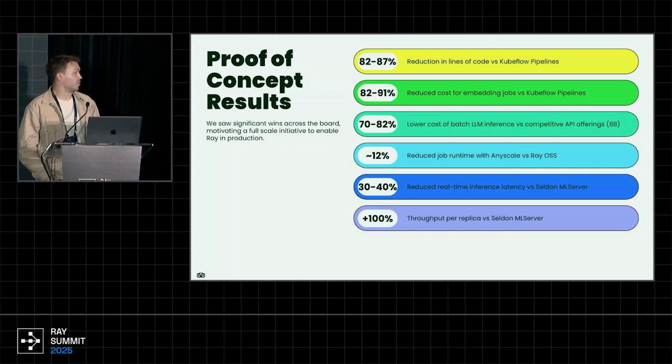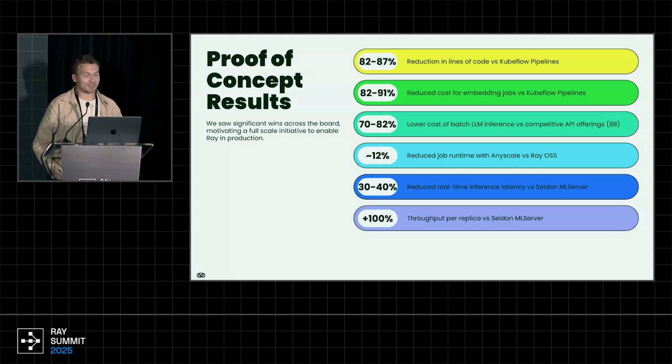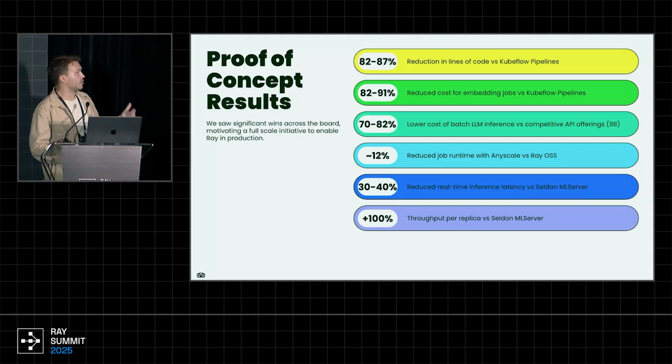What we saw from the proof of concept were some pretty staggering results. One of the big ones, particularly for me as a machine learning developer, is the reduction in number of lines of code. For these batch use cases, we saw over 80% reduction in number of lines of Python in order to implement the same logic. We also saw some really huge drop in cost corresponding to better utilization of our compute. So over 80% drop in cost for things like image embeddings and review embeddings. Those cost savings also translated when we compared against API offerings for LLM batch inference.